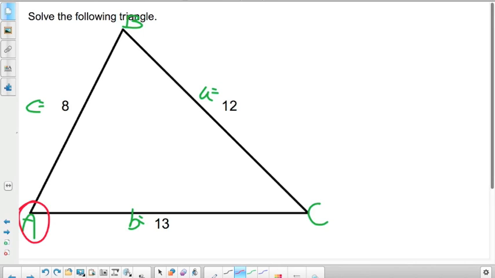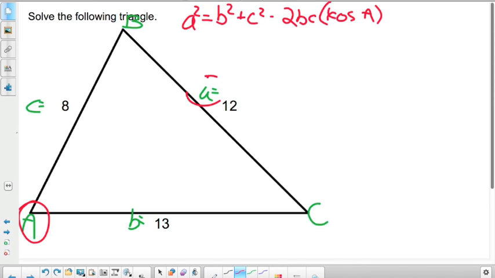So remember the cosine law: you're trying to figure out the side that was opposite the angle that you know. Here we don't know an angle. So we want to start off with the equation with the unknown, the side opposite the angle, which is A. So we start with little a squared equals b squared plus c squared minus 2bc times cos of A.